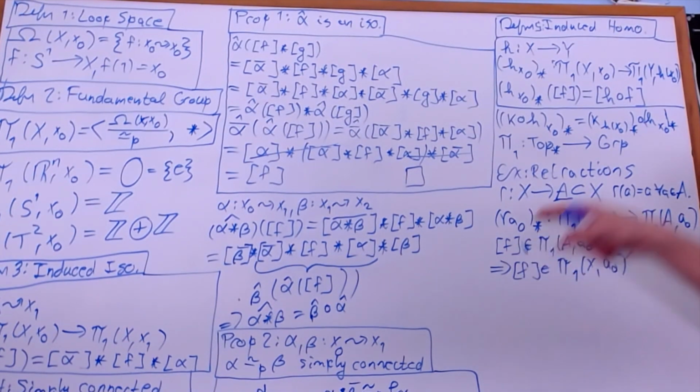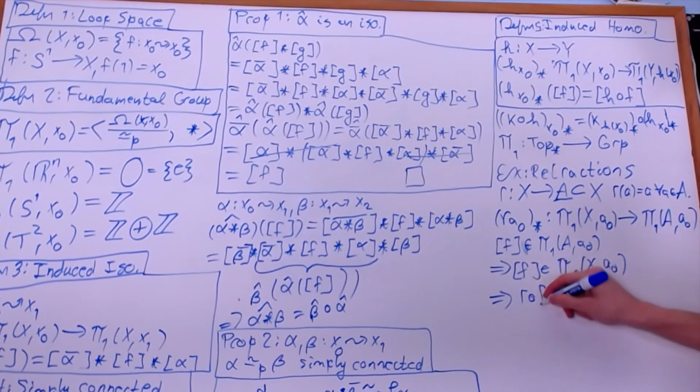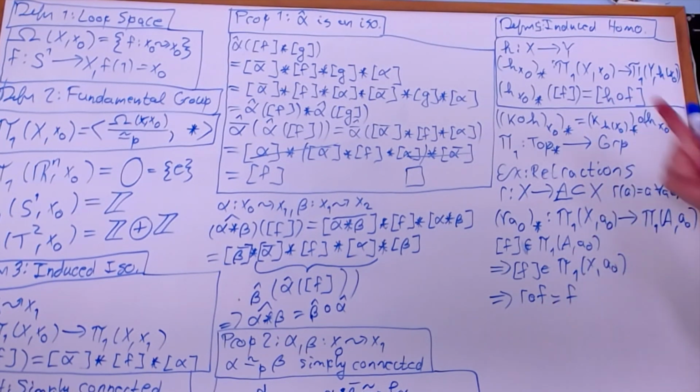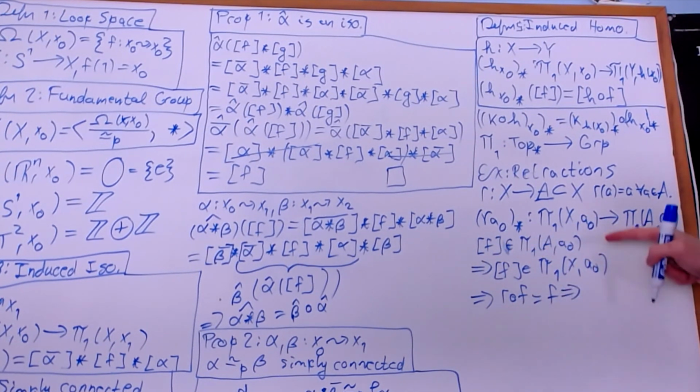And because this loop is entirely contained within A, that tells you that R composed F is just F. Because F is a loop entirely contained in A, and R is the identity on A. So what that should tell you is that for any loop that's in the codomain, the thing that maps onto it in the domain, via R A0 star, is just that same loop. And so this is a surjective homomorphism between the two. Sometimes this is going to be an isomorphism, sometimes, most times, it's not going to be.